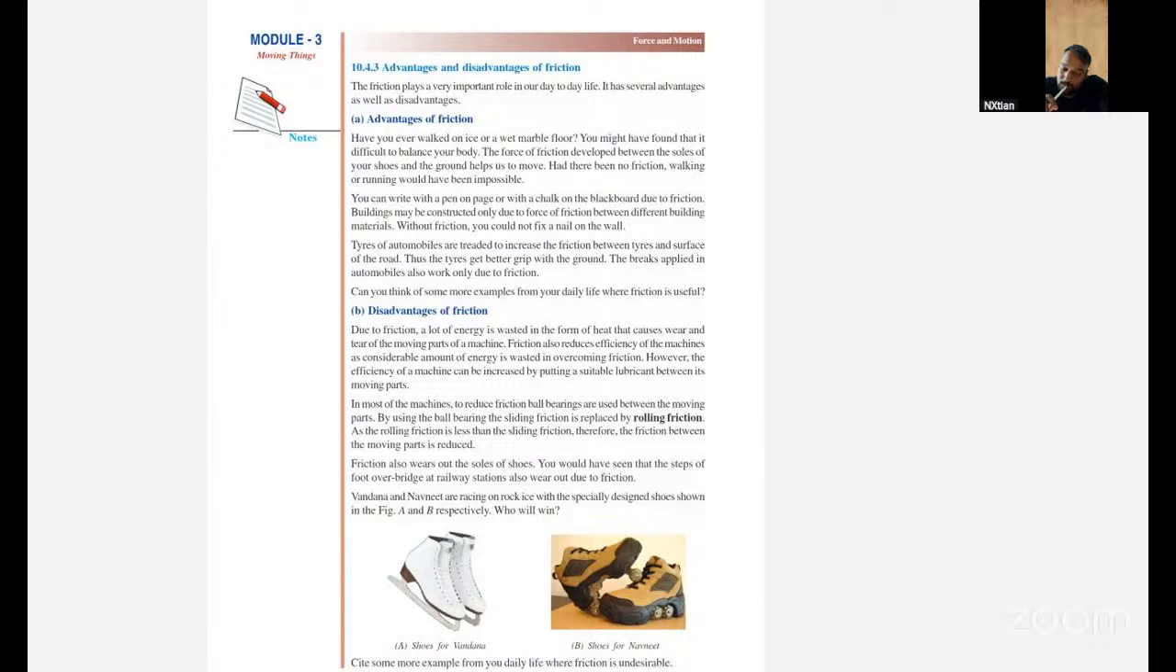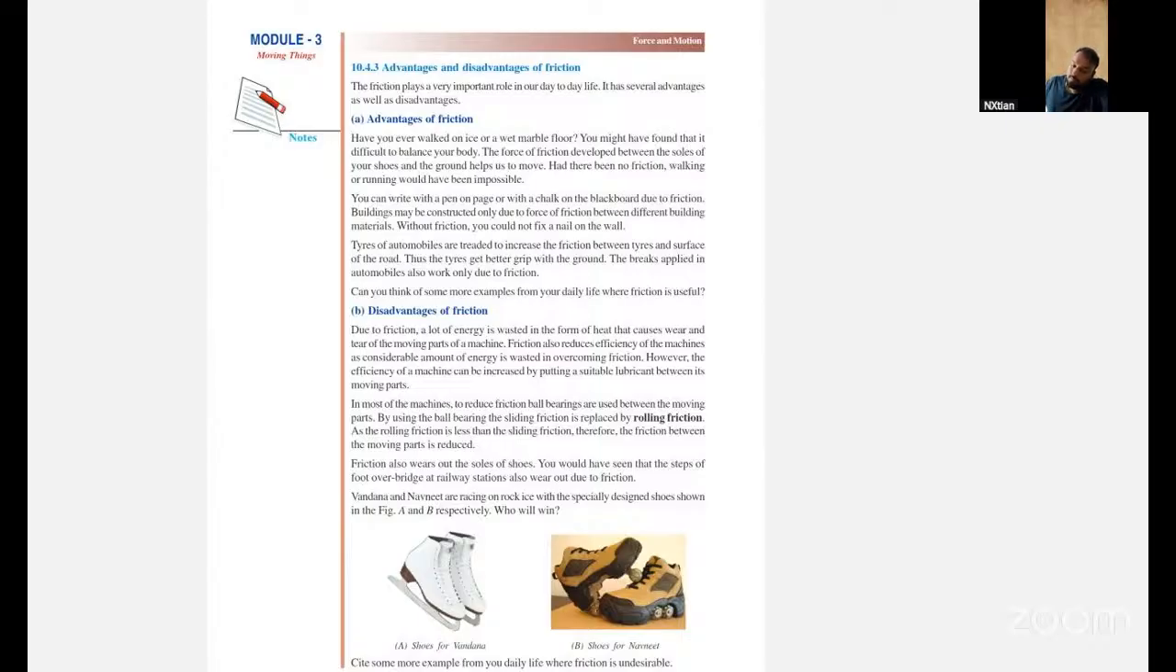Had there been no friction, walking or running would have been impossible. You can write with a pen on a page or with chalk on the backboard due to friction. Buildings may be constructed only due to the force of friction between different materials. Without friction, you could not fix a nail on the wall. Tires of automobiles are threaded to increase the friction between tires and the surface of the road. Thus, the tires get better grip with the ground. The brakes applied in automobiles also work only due to friction. Can you think of some examples from your daily life where friction is useful?